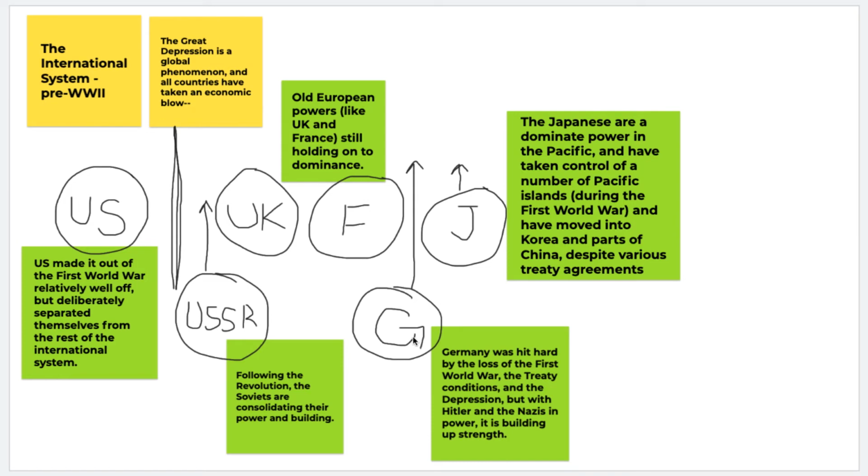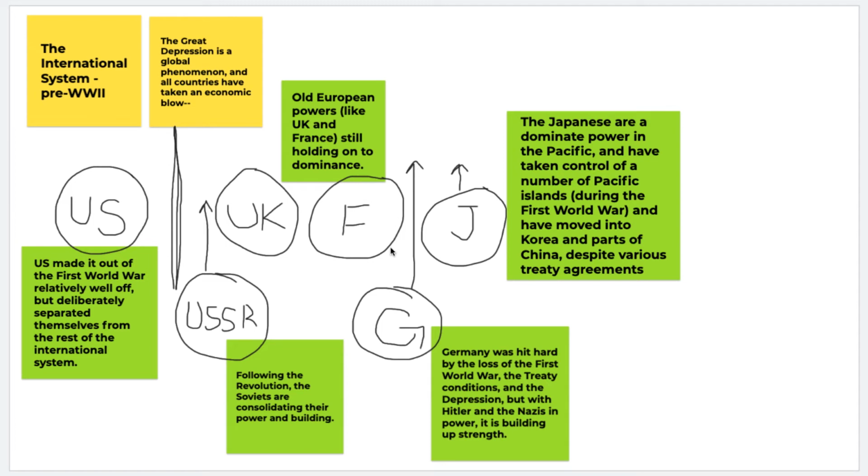So they rise to power, and they immediately start rebuilding Germany, particularly the German military. And so that's why they've got this big arrow. And it's even surpassing the sort of old dominant powers of Britain and France, because at the outbreak of the Second World War, Germany had been preparing for years to start this war.